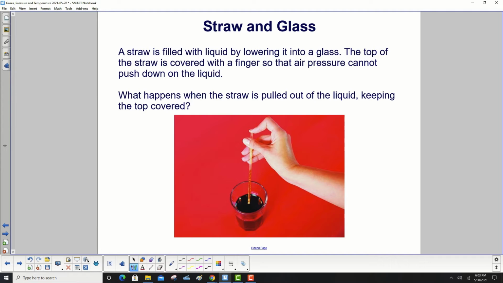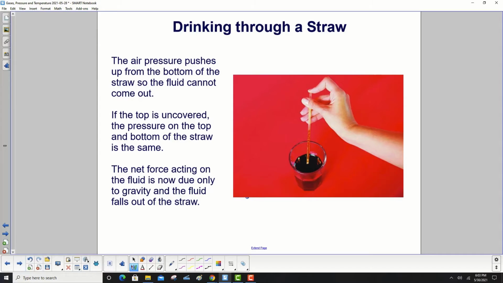And what happens then is the fluid rushes up into the straw, okay? The top of the straw is then covered with a finger so that air pressure cannot push down on the liquid. What happens when the straw is pulled out of the liquid, keeping the top covered? The air pressure pushes up from the bottom, right? If I've got the straw out of the glass, the air pressure now pushes up so the fluid cannot come out.